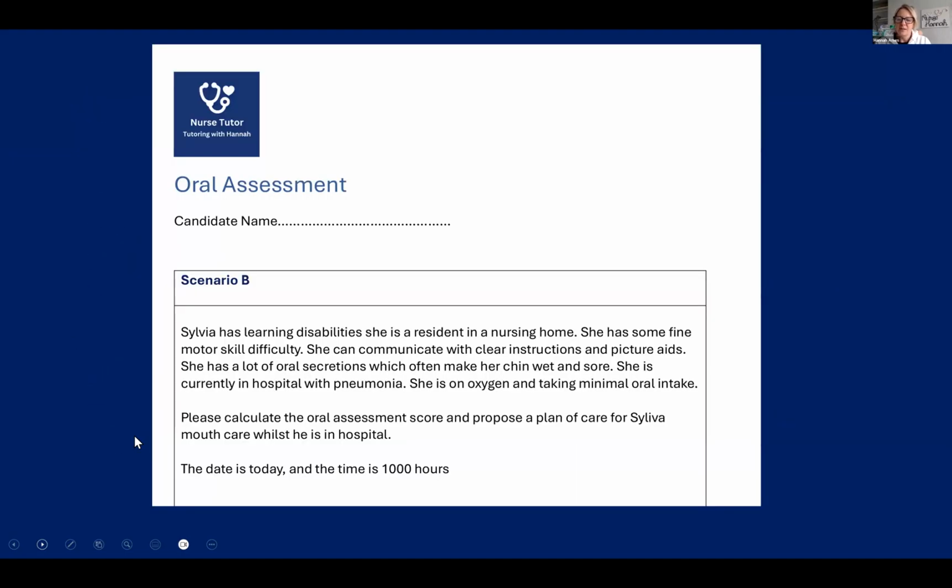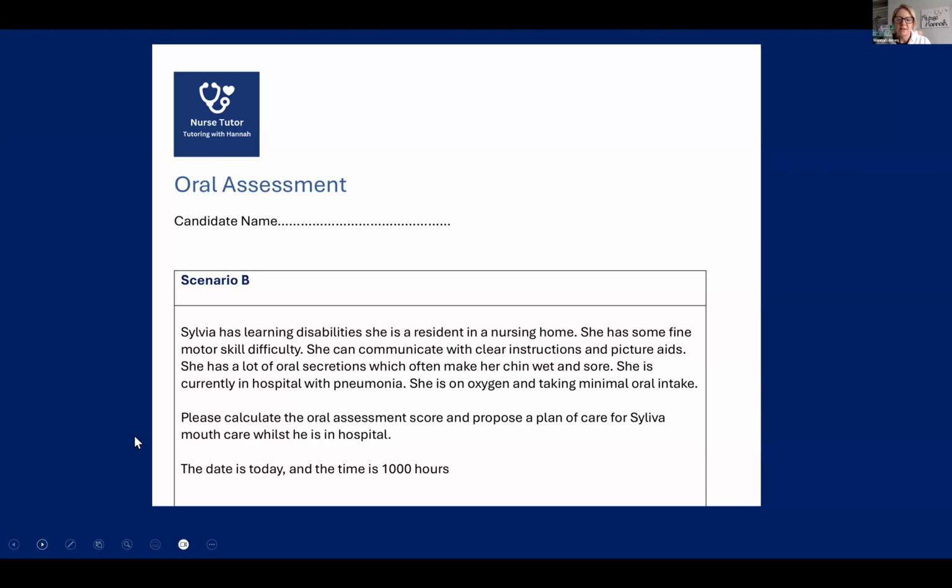Okay, scenario number 2 is a patient with learning disabilities. So we've got Sylvia, she's got a learning disability. She's a resident in a nursing home. She has some fine motor skill difficulty. She can communicate with clear instructions and picture aids. She has a lot of oral secretions, which make her chin wet and sore. She's currently in hospital with pneumonia. She's on oxygen and taking minimal oral intake.